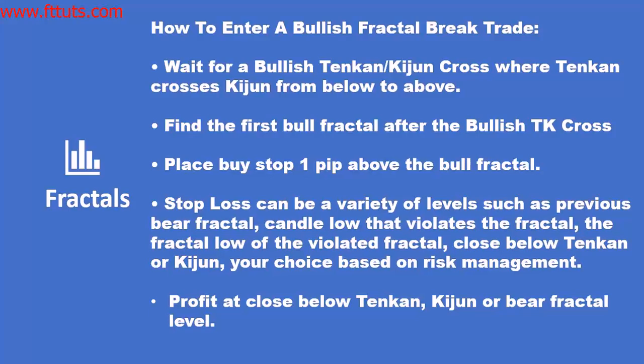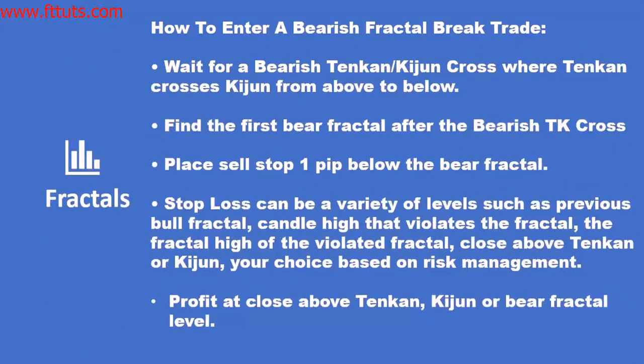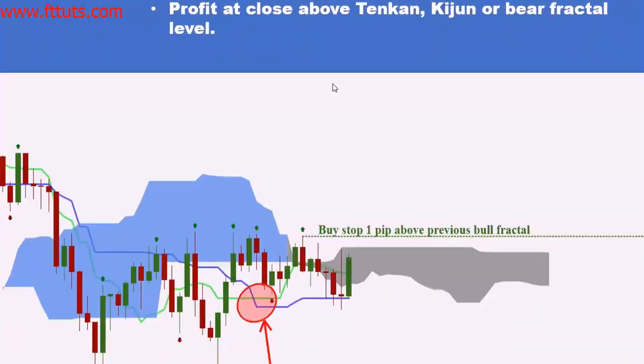Your stop loss can be a variety of levels, such as the previous bear fractal candle low that violates the fractal low of the violated fractal, and close below Tenkan-sen or Kijun-sen, your choice based on risk management. So profit at close below Tenkan-sen, Kijun-sen, or bear fractal levels. So we'll look at that. And then how to enter a bearish fractal trade is just the opposite of the bull fractal, pretty much the same. But the main thing, you just want to wait for the bearish TK crossover to take a bearish fractal break. So let's look at the chart.